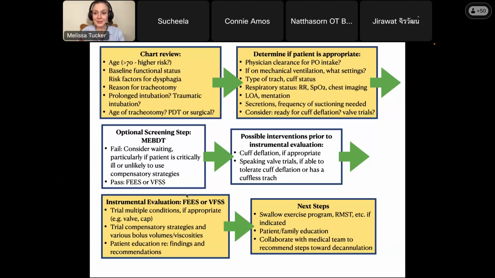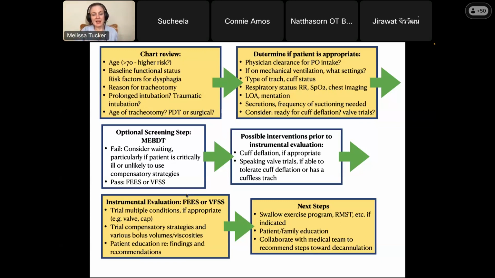After I do my chart review, if I think the patient is appropriate for a swallow evaluation, I want to confirm that the physician has cleared them to eat and drink. That's very important. Hopefully, if they ordered us, it's because they want the patient to eat and drink. If the patient is on mechanical ventilation, I want to know what ventilation modes and what settings. So I'll either go in there and look at the ventilator myself, or I'll give the respiratory therapist a call and find out what the plan is for this patient.